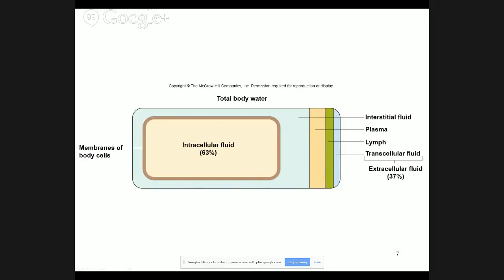And here's just another slide showing that you have 63% of your body water in intracellular fluid inside the membrane of your cells. And then the rest of the 37% is divided between interstitial fluid, plasma, some lymph, and some transcellular fluid.